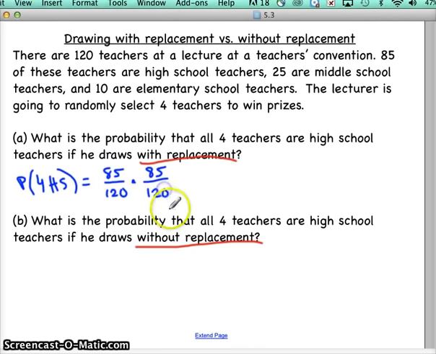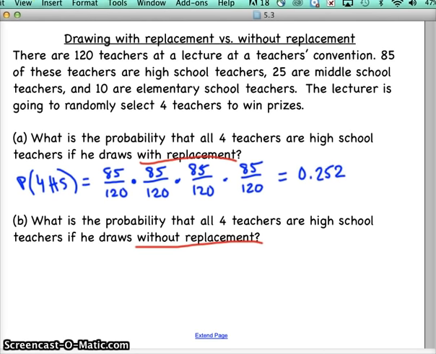We put it back in, and each draw is independent. Drawing this one does not change the probability of drawing this one because we put them back in the hat. We're going to put it back in the hat again. So now when we draw it the third time, there's still 85 high school teachers out of a total of 120. And then the fourth time, same thing. So when you multiply all those together, you get 0.252.